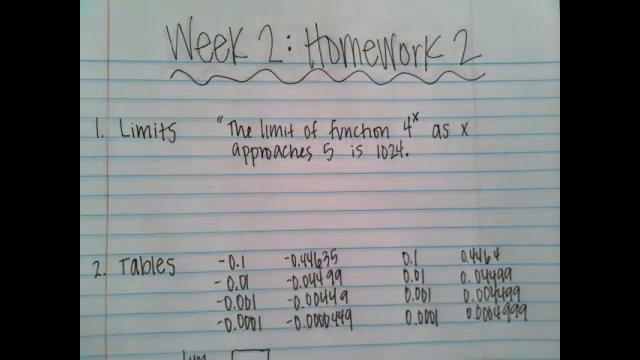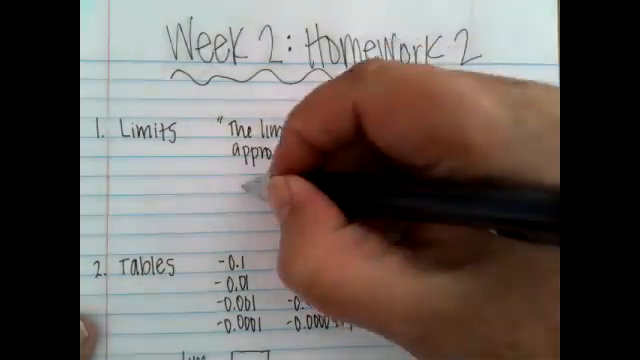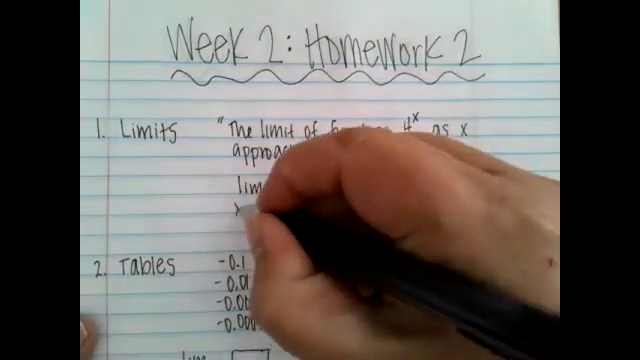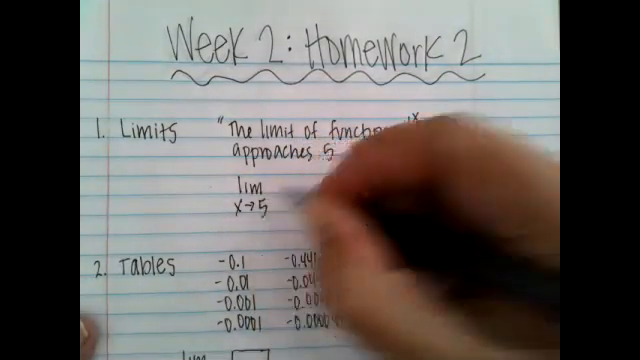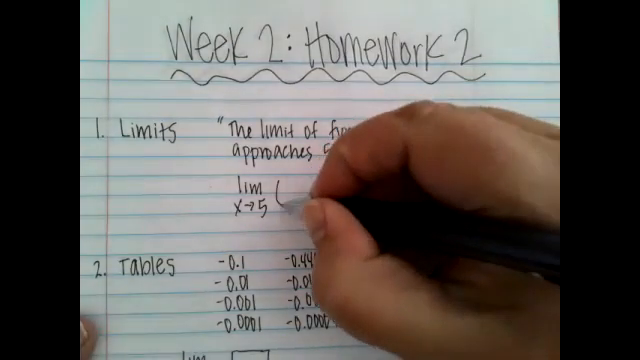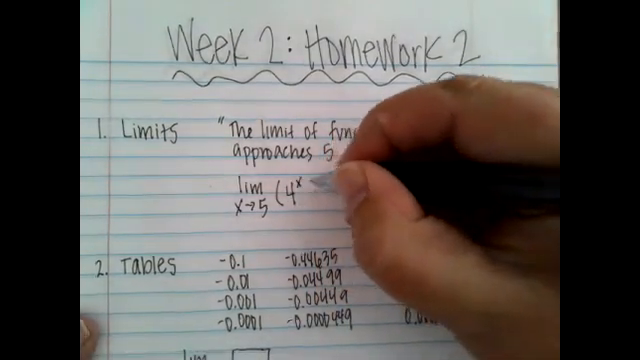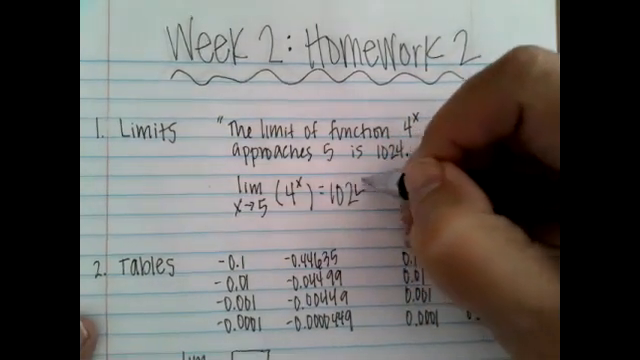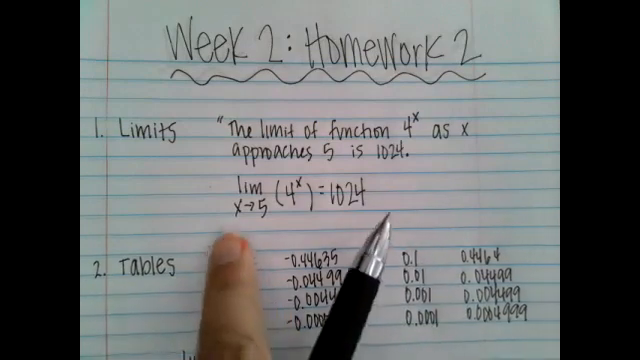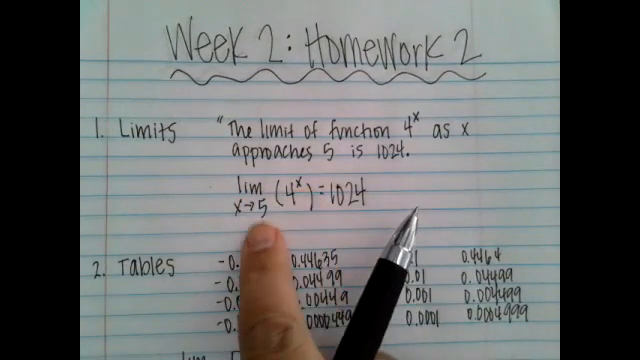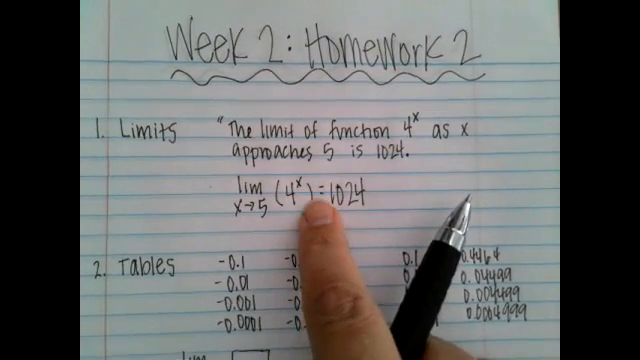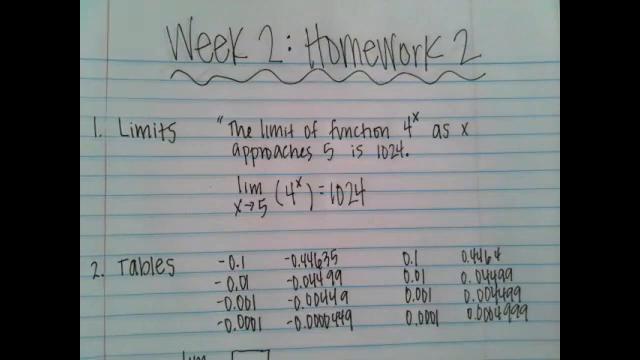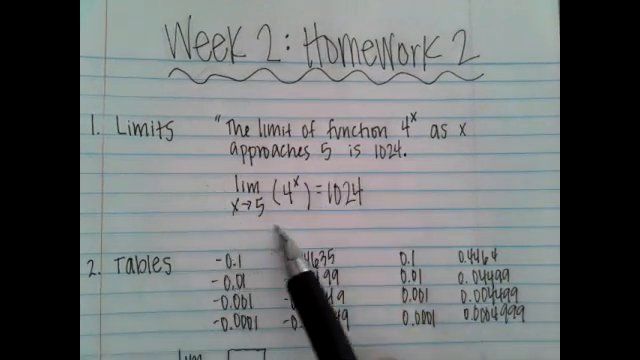And so they're going to ask you sometimes just to basically write it out. And so this one would look like this: the limit, and then you use this part here, as x approaches 5 of, in this case, the function 4 to the x equals, so is, 1024. So this is the limit of this function as x approaches 5 is 1024. So these are the same thing, and they'll just ask for you to be able to fill in blanks that make it look like this.